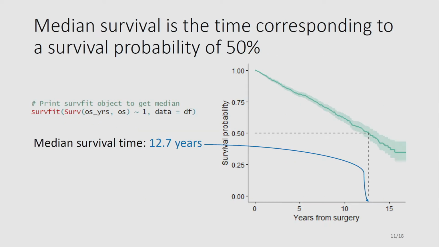So the second quantity that's of interest is some estimate of the average time that patients survive. And we get this from a median survival time, which you can obtain just by printing out your survfit object. The median survival time corresponds to the point on your time axis at which there's a 50% survival probability, according to your survival curve. And in this example, we find that that is 12.7 years.